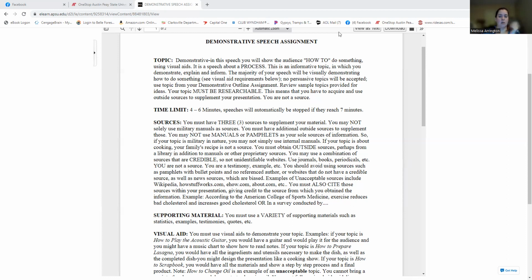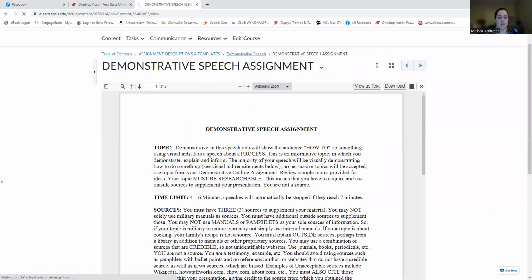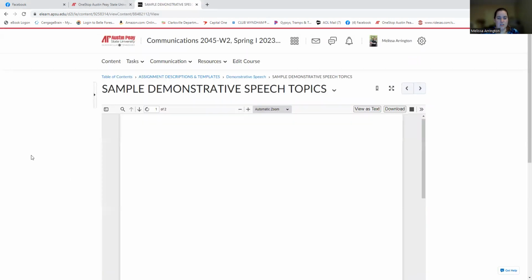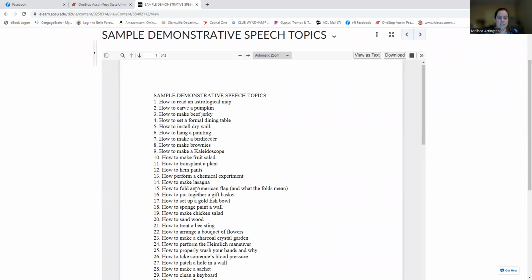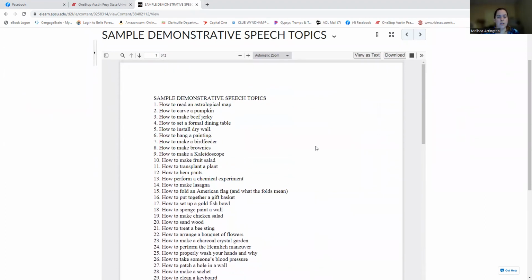If you have any questions about the demonstrative, just let me know. Also, if you do have some trouble coming up with a topic, under the assignment descriptions and templates, you will see speech topics, sample speech topics. You'll find this on all of them: informative, demonstrative, and persuasive. Things are moving slow, but this gives you a good idea of some things that you might want to do. You don't have to pick one of these. You can clearly pick anything you want. But if you are struggling for a topic, whether it's demonstrative, informative, or persuasive, just go ahead and take a look at these. So with that, that is the information about demonstrative.